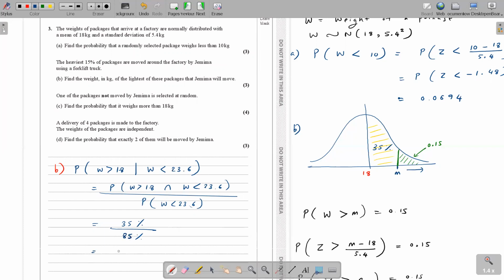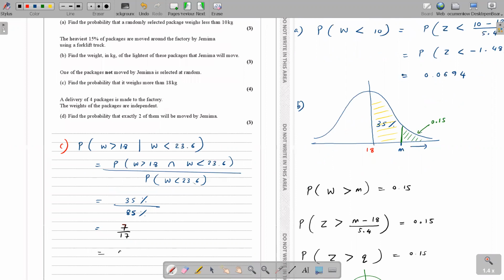Then teacher, the question number should be C, right? Question number should be C. Sorry. Yes. How much is the answer? 35 over 85? 7 over 17. So it's 0.4118.